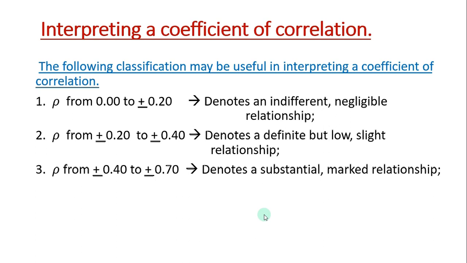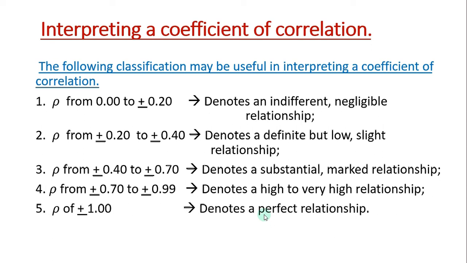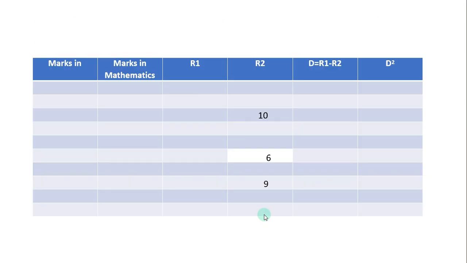If rho is from 0.4 to plus or minus 0.7, it denotes a substantial, marked relationship. If rho is from plus or minus 0.7 to plus or minus 0.99, it denotes a high to very high relationship. If rho is plus or minus 1, it denotes a perfect relationship, either perfectly positive or perfectly negative. We have to interpret like that for whichever result we get.